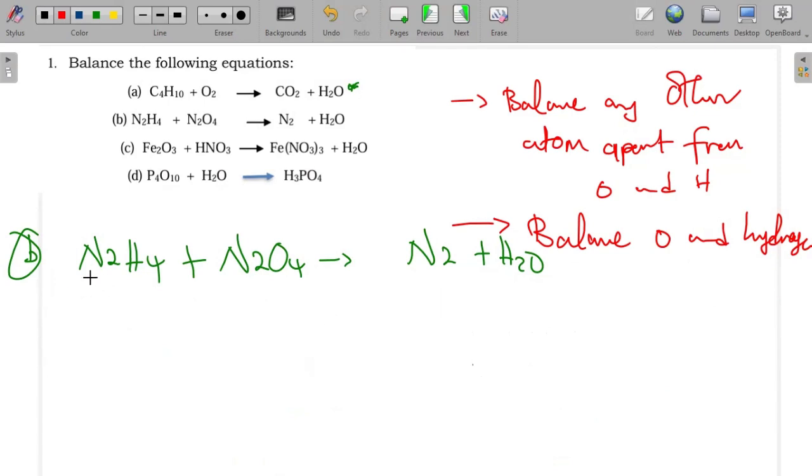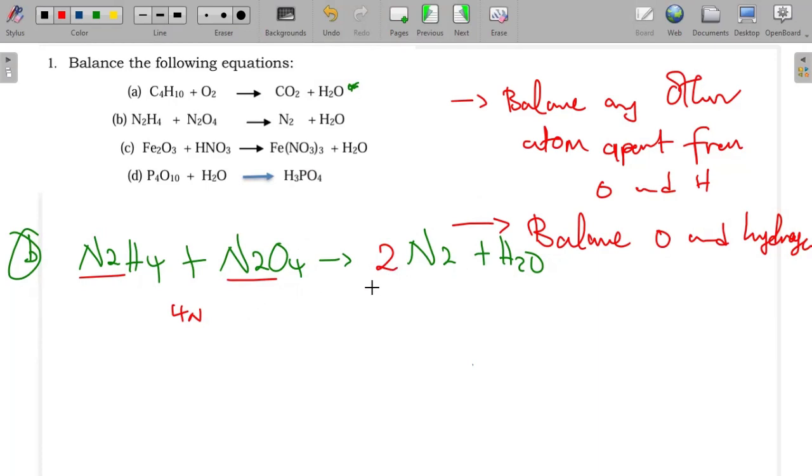Okay, so here we see that I have 2 nitrogen, 2 nitrogen. So it means on my left, I have 4 nitrogen. On my right, I only have 2. So to balance it, what do I do? I add the 2 here. Okay, so the nitrogen is balanced.